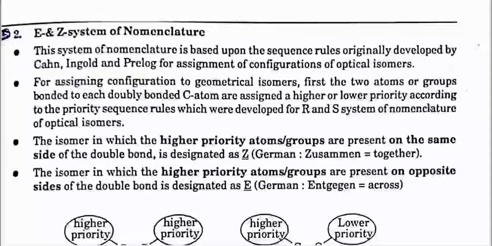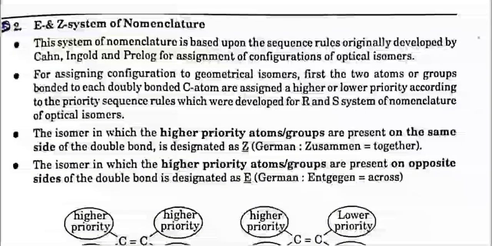Okay, E and Z system of nomenclature. This system of nomenclature is based upon the sequence rules originally developed by Cahn, Ingold and Prelog for assignment of configuration of optical isomerism. For assigning configuration to geometrical isomers, first the two atoms or groups bonded to each doubly bonded carbon atom are assigned a higher or lower priority according to the priority sequence rules, which were developed for the R and S system of nomenclature of optical isomers.